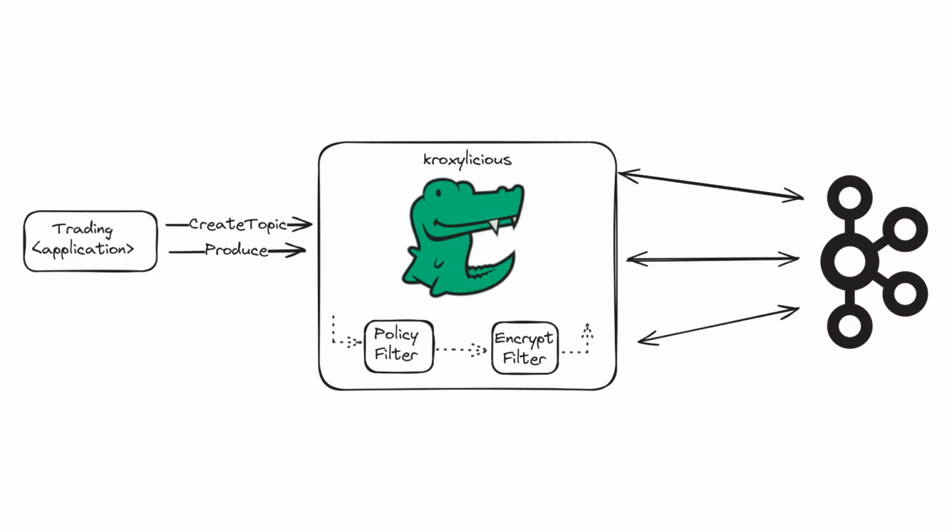So the quick start's going to do just that. We'll start up an Apache Kafka, we'll start up a Kroxylicious, and then clients will talk to Kroxylicious to do some basic operations like create a topic, then produce and consume from that topic.